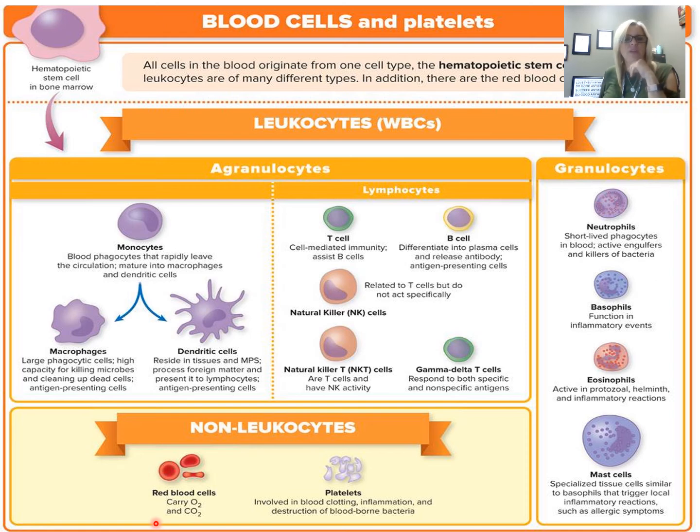The other one that can do phagocytosis is the macrophage. So it's really important you know that. A macrophage and a neutrophil are the two that are really productive in phagocytosis.